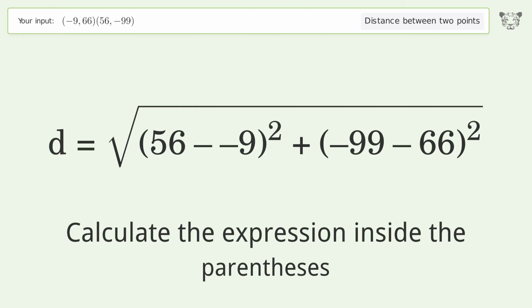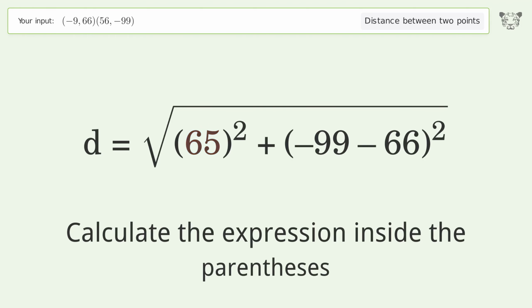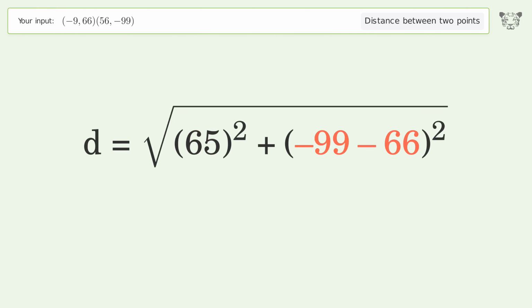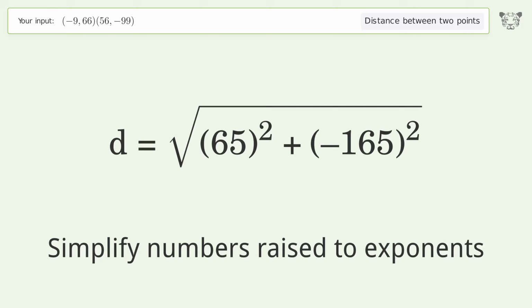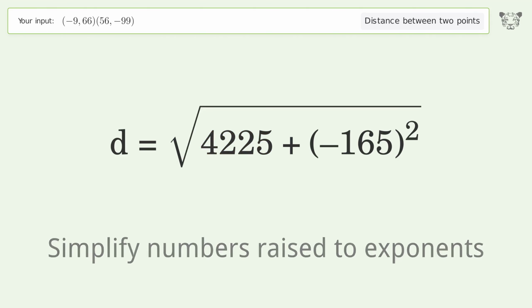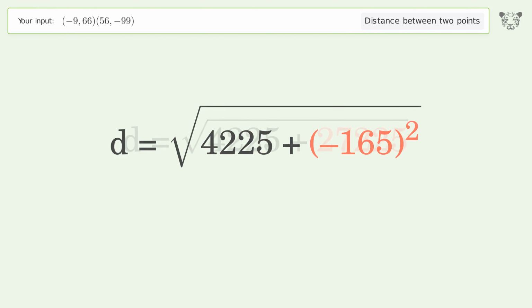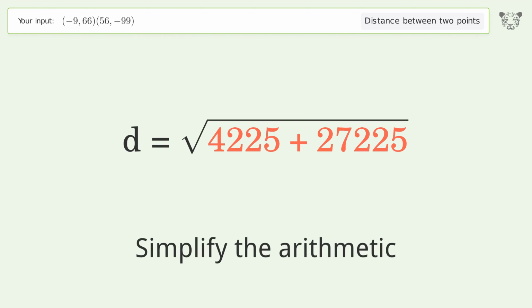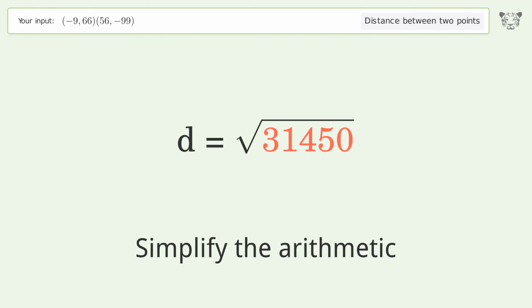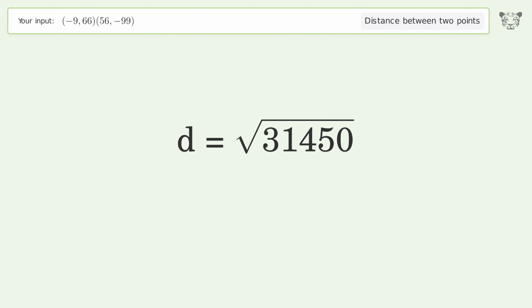Calculate the expression inside the parentheses. Simplify numbers raised to exponents. Simplify the arithmetic. And so the distance between the 2 points is the square root of 31,450, or 177.341.